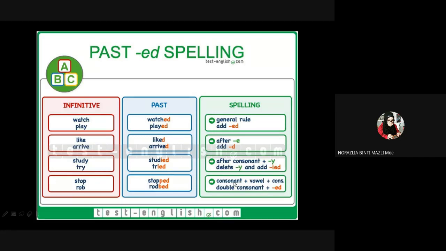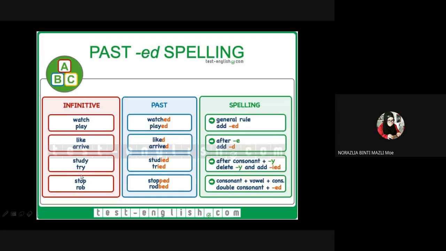Okay, then last one, stop. Okay, consonant plus vowel plus consonant. Maksudnya apa? Maksudnya dia akan jadi double consonant. Contoh macam ni, consonant dia T, and then we have O, vowel, and then we have another consonant. So for this kind of word, we add double consonant plus ed. Consonant dia T, vowel will be O, and then another consonant P. So because we have consonant, vowel, consonant, we add double consonant and ed. It becomes double P, ed.